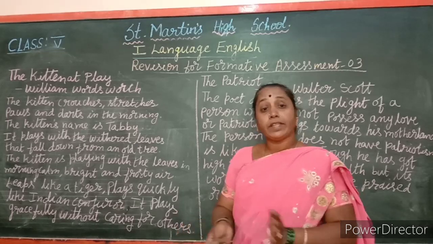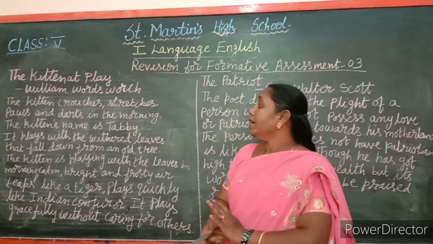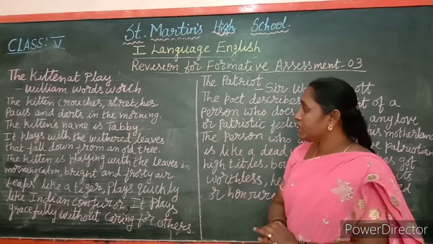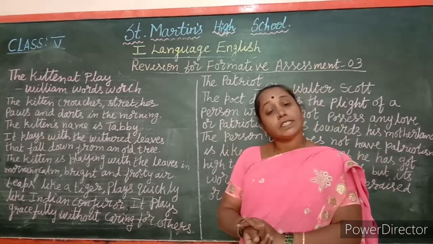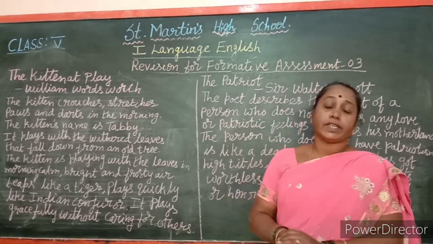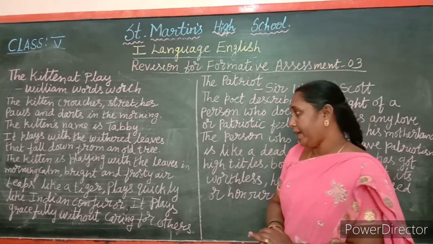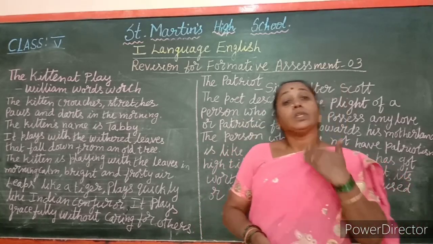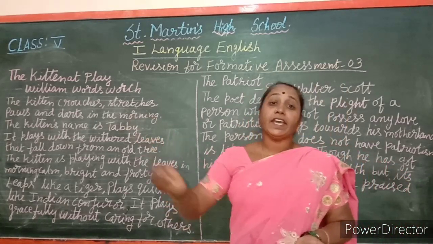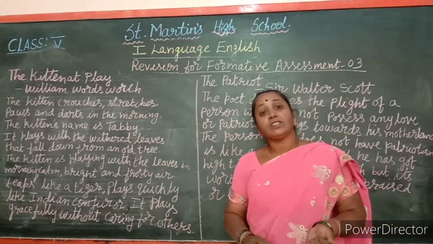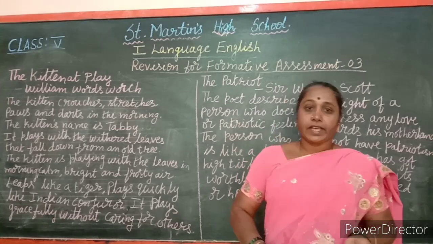How is the climate then? The morning is very pleasant and calm and it is filled with frosty air. Here the kitten's name is Tabby. The poet is talking about the kitten whose name is Tabby. Here he compares the kitten to the tiger. It leaps like a tiger. That means it jumps like a tiger and plays with the withering leaves gracefully.